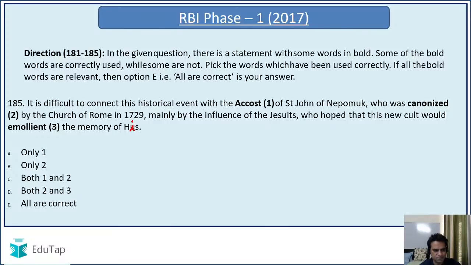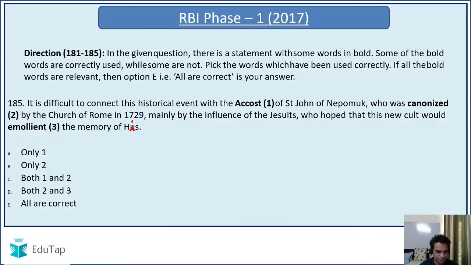Yes, guys. Accost is basically a maneuver or a way to speak to someone without their will. That's called accost. Canonized is baptized. Basically, when Rome canonizes someone, that means they give someone who has died the honor of being a priest. That's called canonizing. And emollient is not a verb, it is an adjective, which means to soften something, to ease the effect of something.